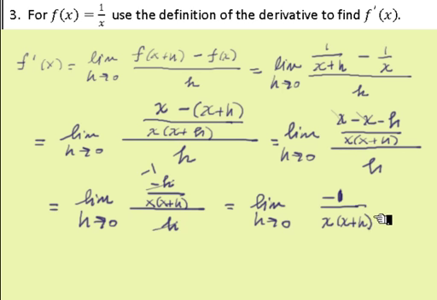Alright, so at this point we can substitute in h equals 0. Substituting in 0 no longer makes this denominator 0, so we can just substitute in h equals 0 at this point. That is, we take the limit and we get minus 1 over x squared, substituting h equals 0 right here. So that's the derivative of 1 over x, minus 1 over x squared.